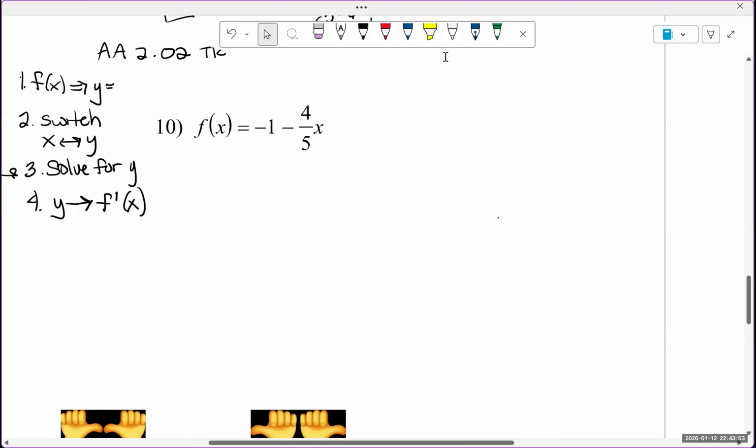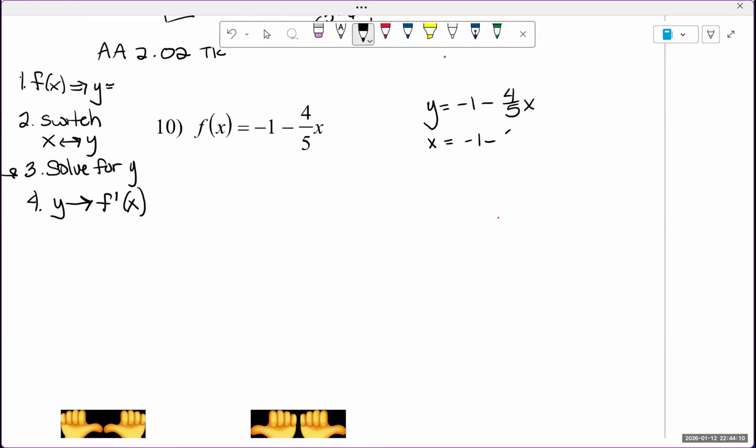Number 10. Okay, so we're going to find the inverse. So step one, change it from function form to y equals form. Step two, switch the x and the y, and then solve for y. So we're going to isolate the y, add 1 to both sides.